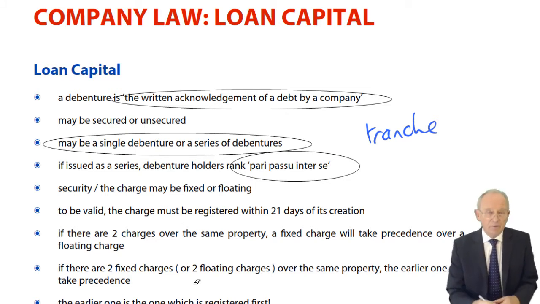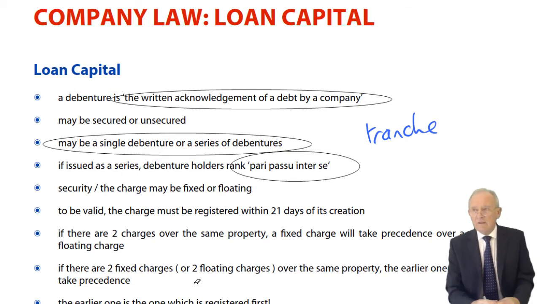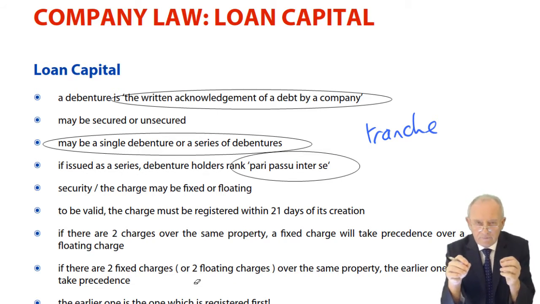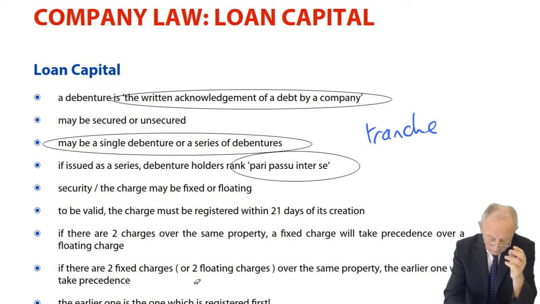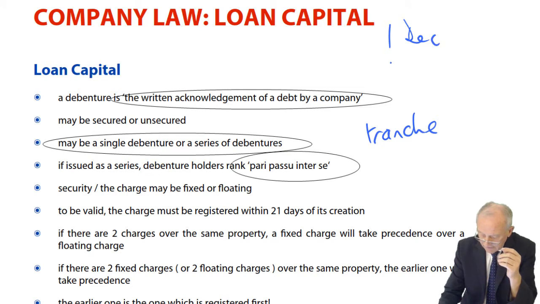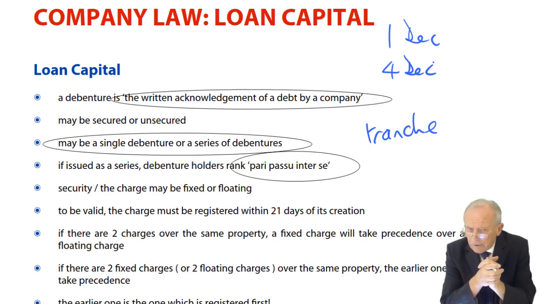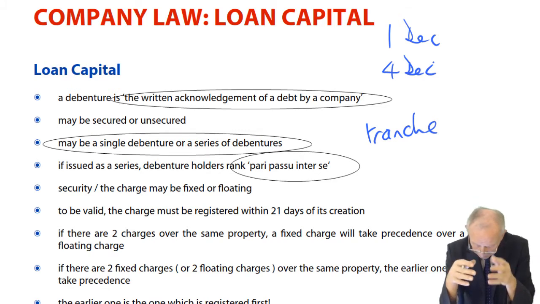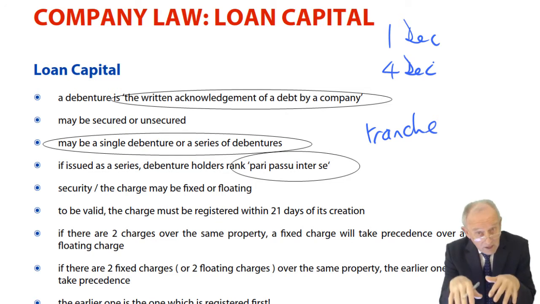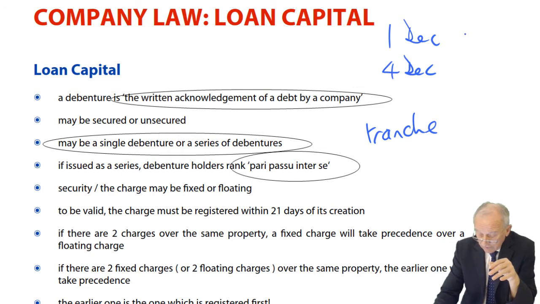But then we have a problem. What if we have two similar charges? One is created on the 1st December, and the second is created on the 4th December. And they're both the same. They both have fixed security, or both have floating security. And in that situation, where we have two similar charges on the same property, this one is registered on the 8th, this one was registered on the 7th.